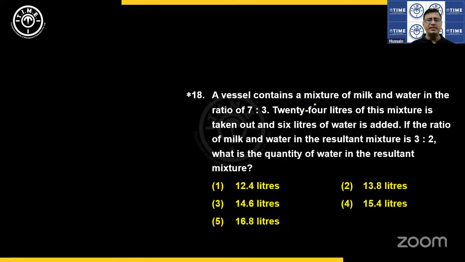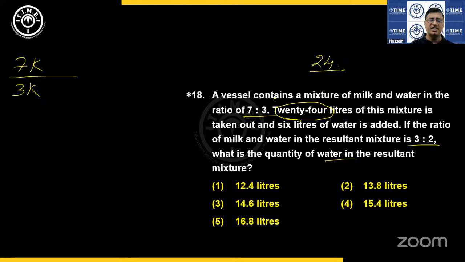A vessel contains a mixture of milk and water in the ratio 7:3. 24 liters of mixture is taken out, 6 liters of water is added. The ratio of the milk and water in the resultant mixture is 3:2. What is the quantity of water? 7K and 3K, milk and water. 24 liters is taken out. In these 24 liters, the milk and water will be in the ratio 7:3. What is one part? One part is equal to 2.4.